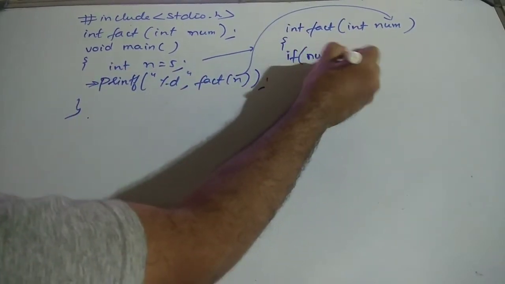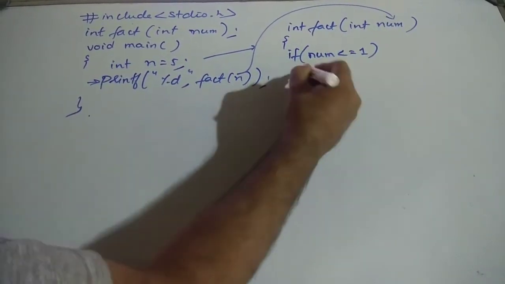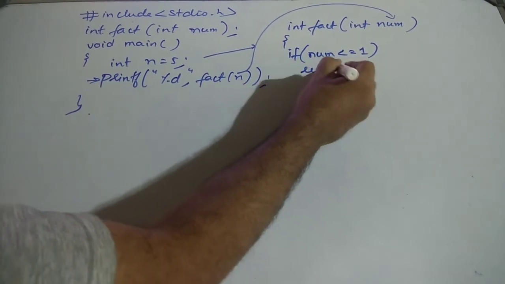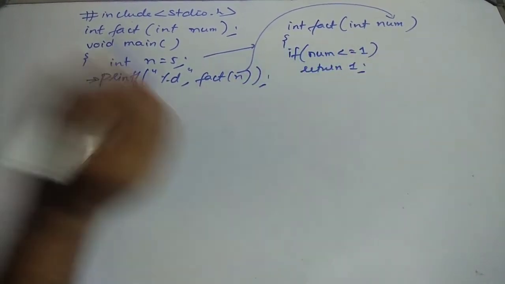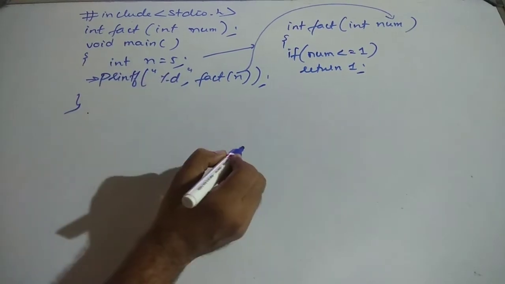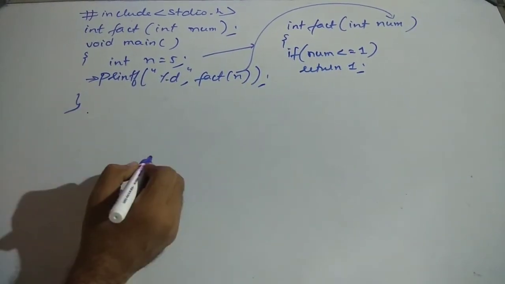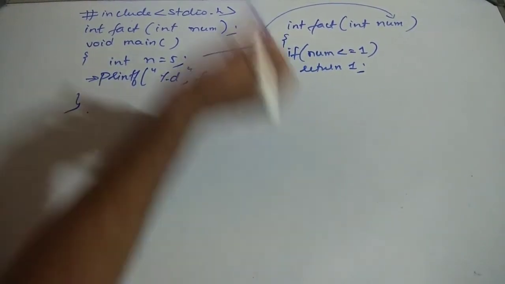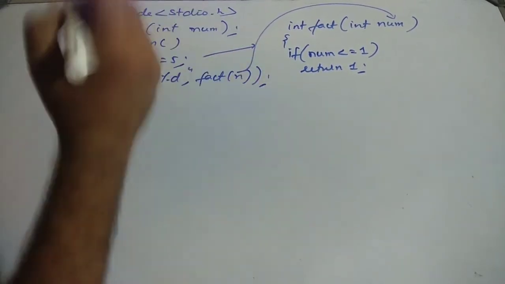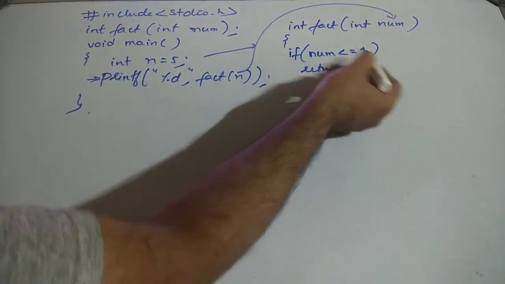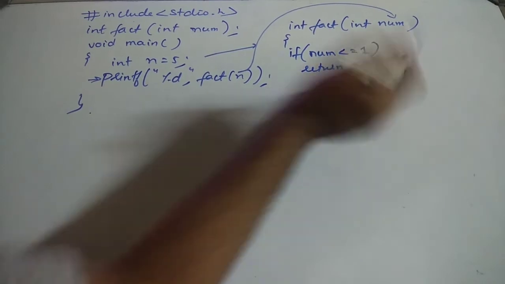Here I'll write one base condition because I need to stop. If number is less than or equal to 1, I'll say return 1. So this acts as the base condition or stopping condition of this recursive function. What is this base condition? I've already explained it in the recursion concept video. So if number is less than or equal to 1, I need to stop and say return 1.